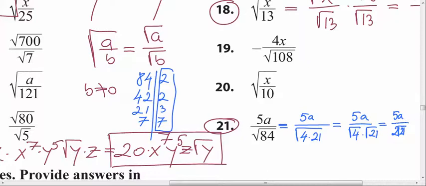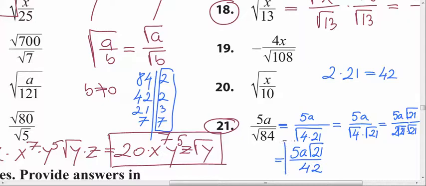Now I will rationalize this by multiplying top and bottom by square root of 21 times square root of 21, right? The whole thing equals now 5a square root of 21 over 2 times square root 21 times square root 21, which will be 21. I have 2 times 21, which gives me 42. And I am done. Okay, 42 and 5 don't have any common factor, and that's the end of it for this problem. Make sense?